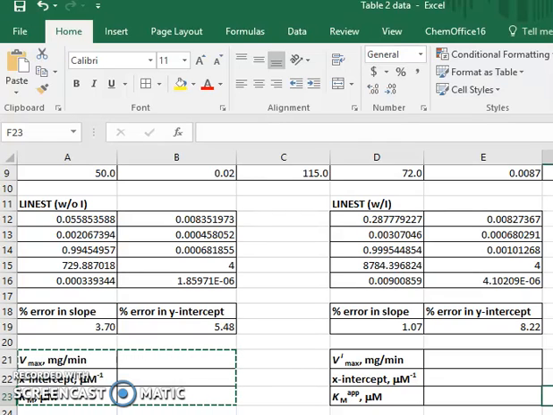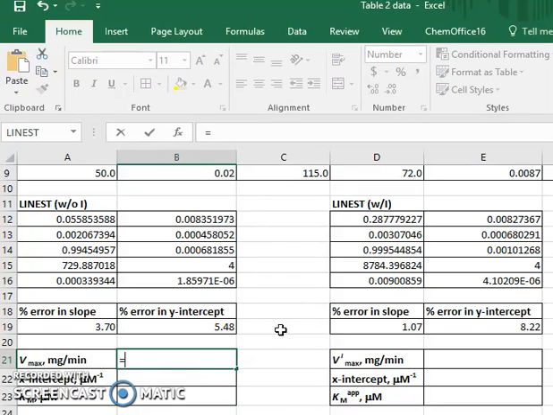Since this is competitive inhibition, the values of Km with and without the inhibitor will be different, but the values of Vmax with and without the inhibitor will be the same. So let's use the line S data that we calculated to determine the values of Vmax and Km. Over here, I have the column of data for the kinetic data without the inhibitor. Vmax is simply the inverse of the y-intercept.